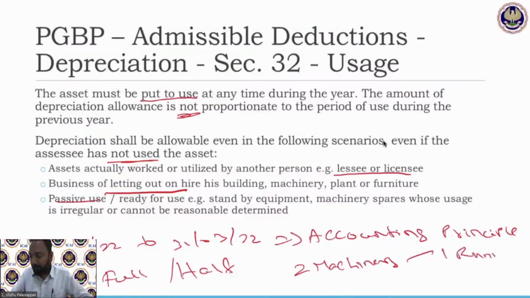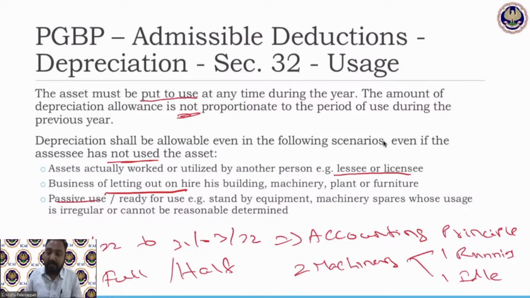One running, one idle. Now, this idle machinery will be used when that running machinery goes on fault, when it has to be given for repair, when it will take several days to come back. So, the second idle machinery will be used only when the other machinery is not in use, when the other machinery is facing some issues, some defect.